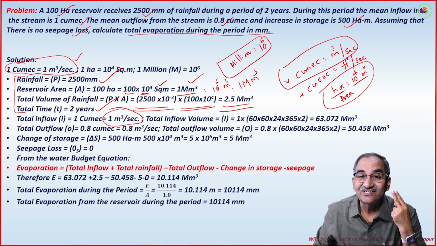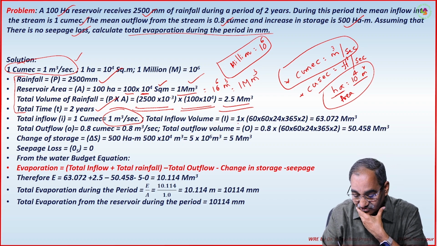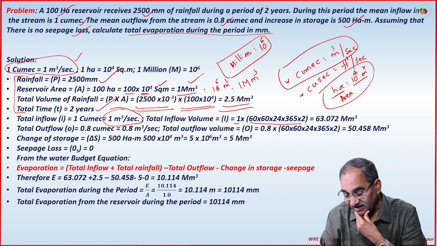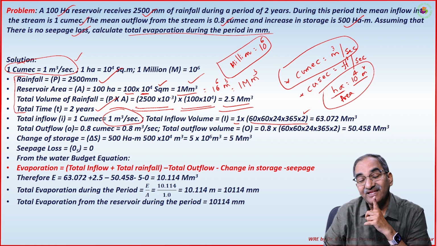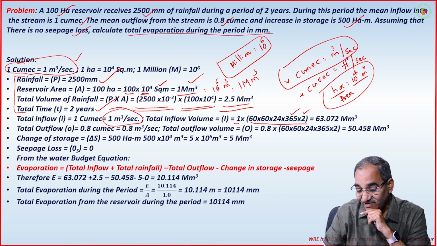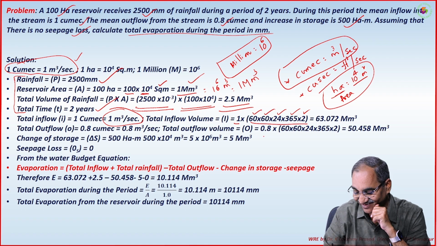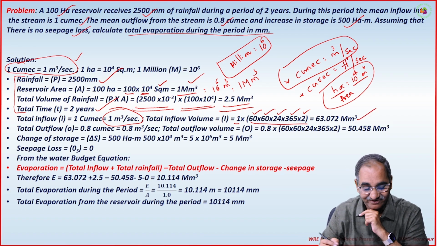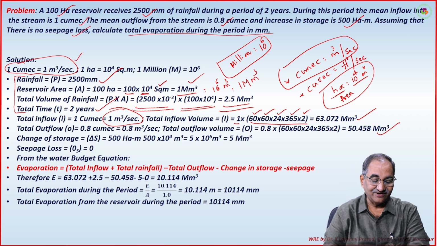So per 2 years, how much water will enter into the reservoir? That's what I have taken. So 1 into 2 years. Into per year, days how many? 365. Per day how many hours? 24. Per hour how many minutes? 60. Per minute how many seconds? 60. So all multiplied, we get the total inflow. Similarly, total outflow we also calculate.